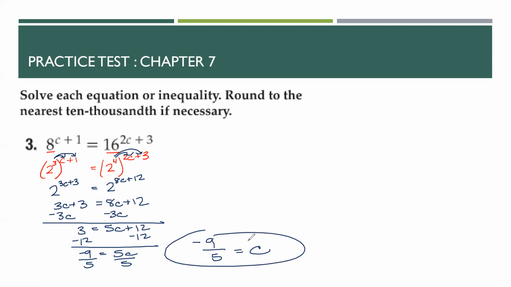Notice I left it as a fraction. Several students on their quiz were changing these to decimals. Just leave them as fractions, okay?